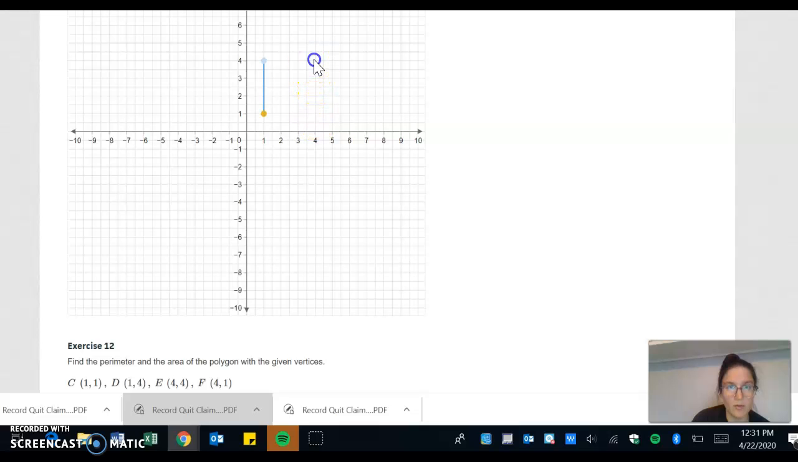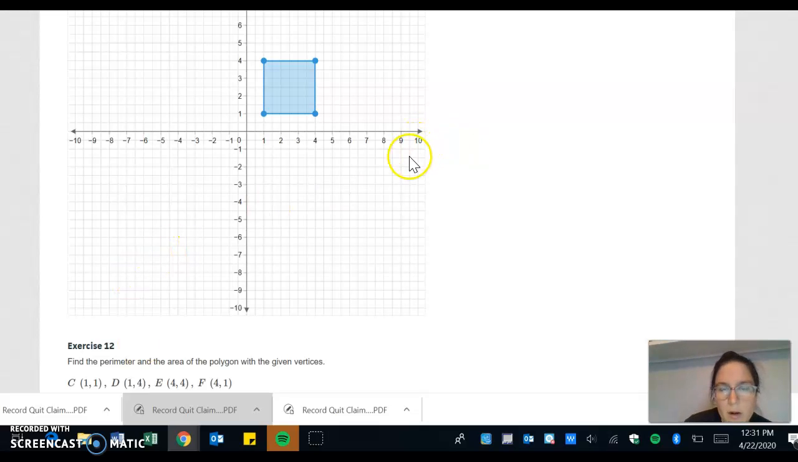Again, if I'm going too fast, pause it and try it yourself, and then come back and see the end result. Over 4, up 1, and then connect them. So that's the square for exercise 12. But 12 is different because it wants us to find the perimeter and the area of the polygon.